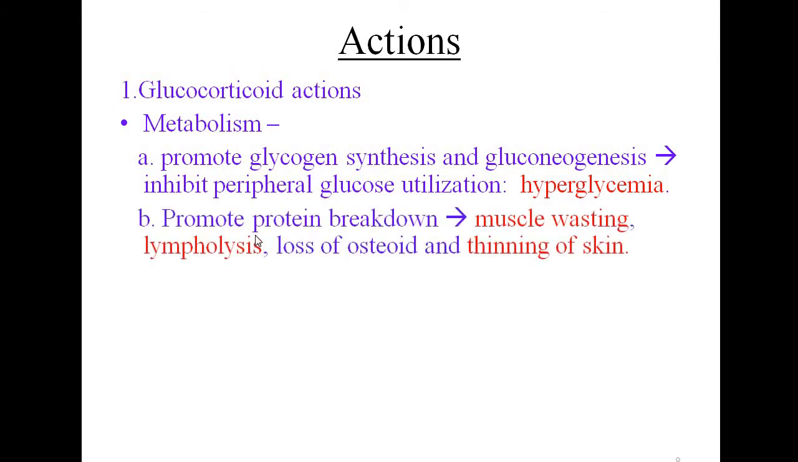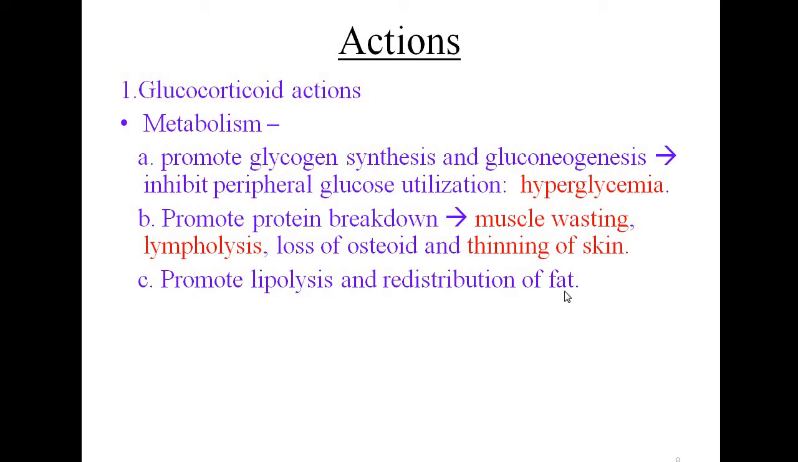Now what happens to the protein metabolism? Glucocorticoids promote protein breakdown. There is muscle wasting, lympholysis, loss of osteoid tissue of the bone, and thinning of skin. So the net effect is negative nitrogen balance. There is lipolysis with redistribution of fat. What you learn in physiology, the moon face, buffalo hump, those kinds of features.